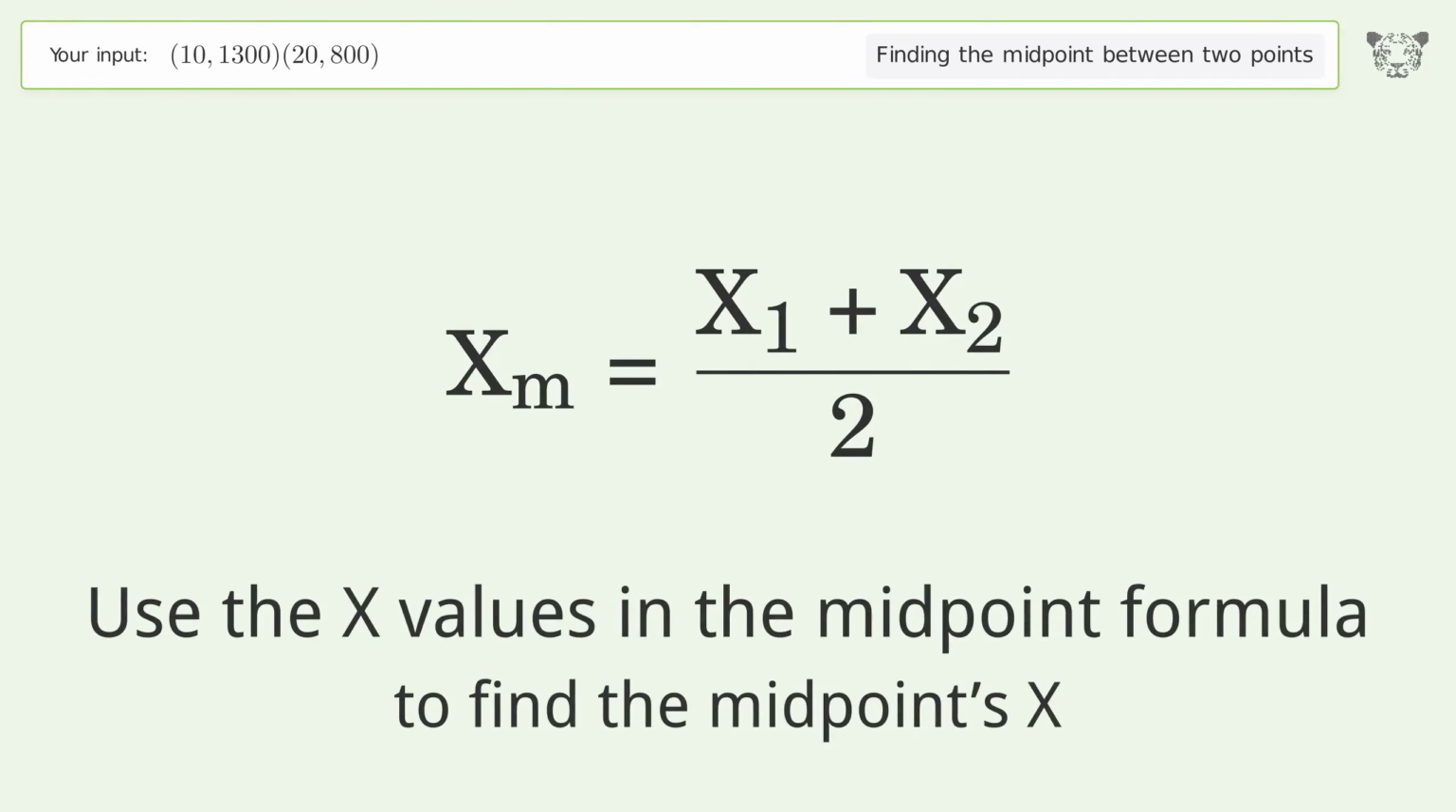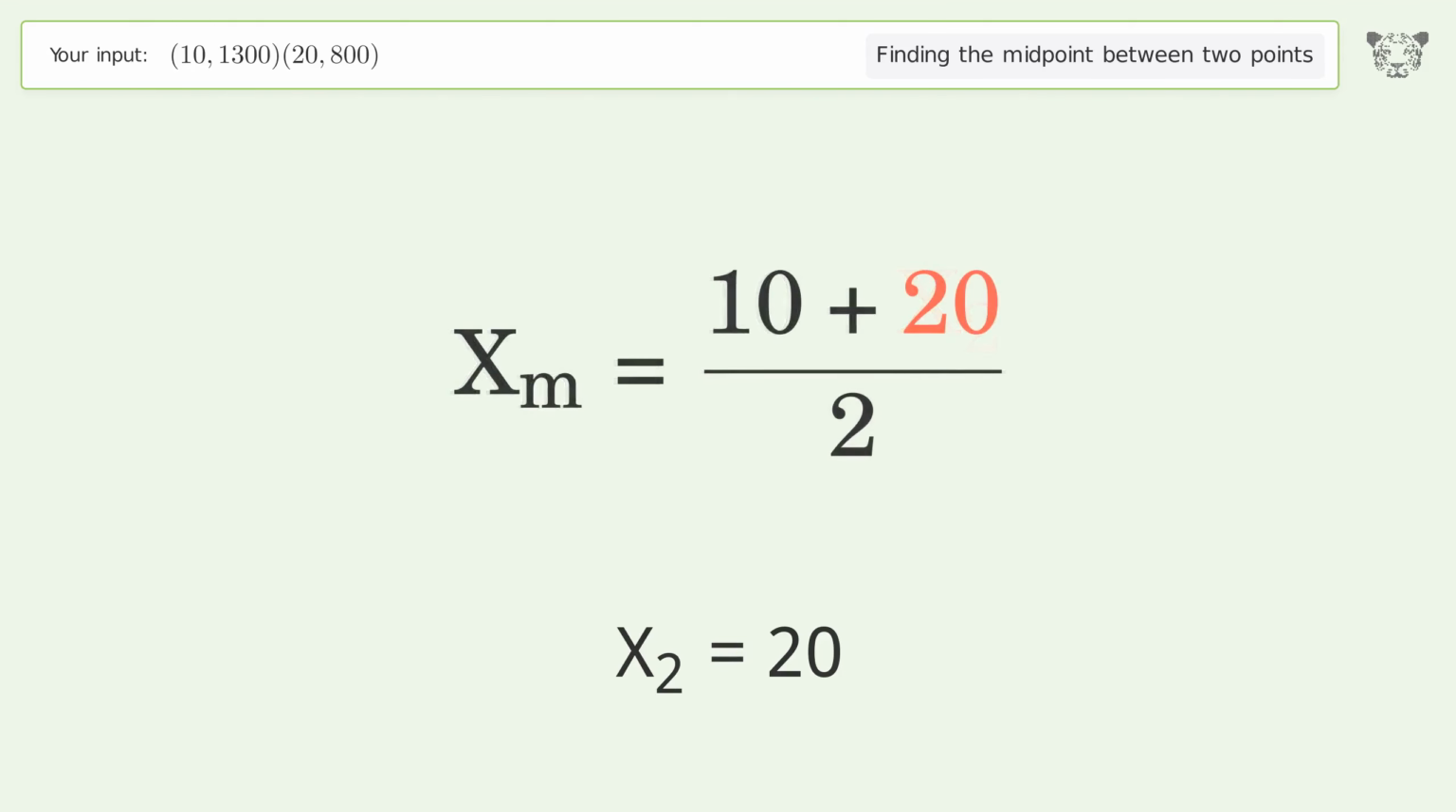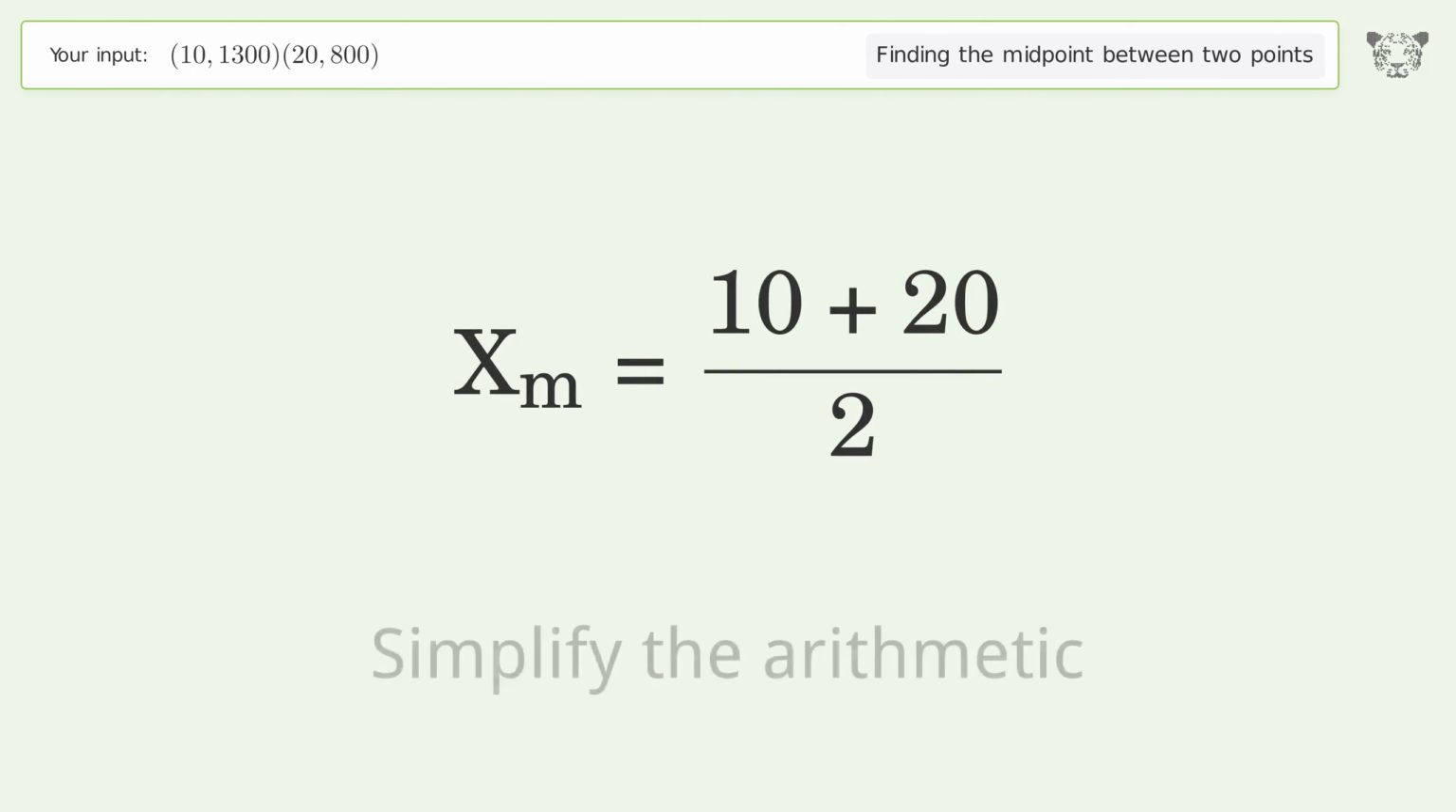Use the x values in the midpoint formula to find the midpoint's x. x1 equals 10. x2 equals 20. Simplify the arithmetic.